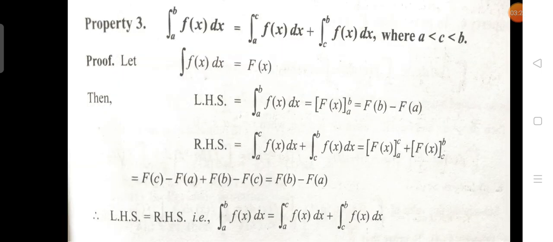The next property is the integral from a to b of f of x dx equals the integral from a to c of f of x dx plus the integral from c to b of f of x dx. We can split a to b into two intervals, a to c and c to b, where c is a number taken between a and b. This is the third property. These properties are very important. The proof is not important, you just study the properties.